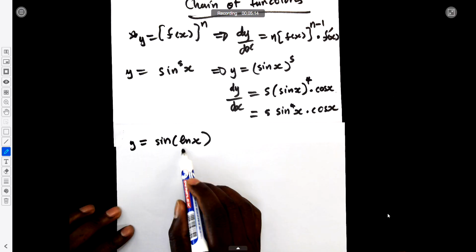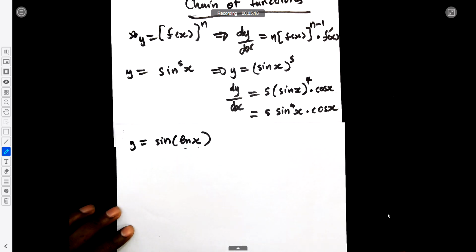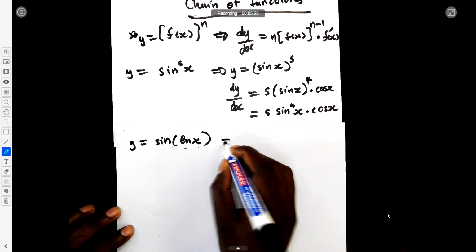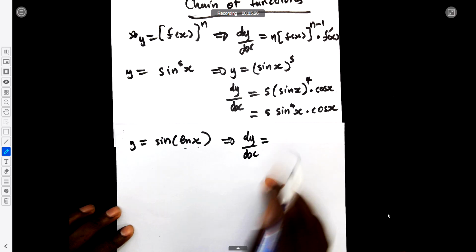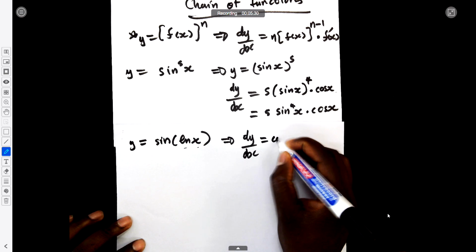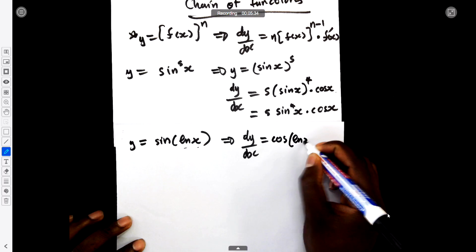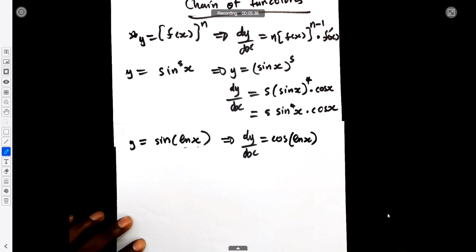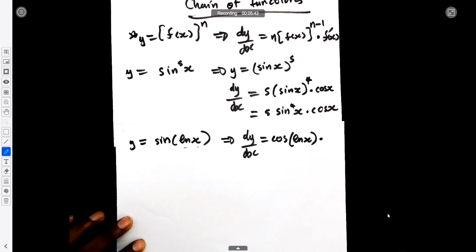Some formulas say that you can let this equal u, and then you derive in terms of u. When you're done, you substitute. But straightforward at your level, the derivative dy over dx will be equal to the derivative of sine, which is cosine of the same angle, cosine ln x. It's very important that we must multiply by the derivative of ln x.